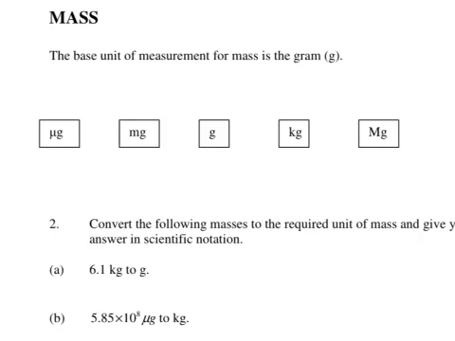Now we're going to look at the metric measure for mass. You may think of it as weight, but in science we call it mass. The base unit for the measurement of mass in the metric system is the gram, abbreviation G. There it is in our table.